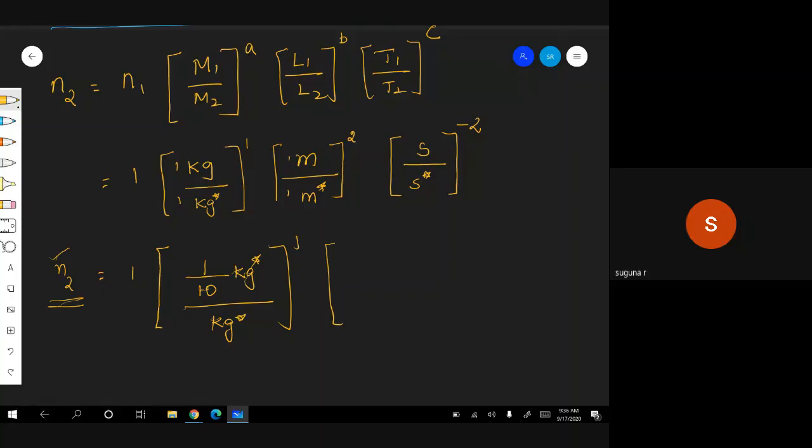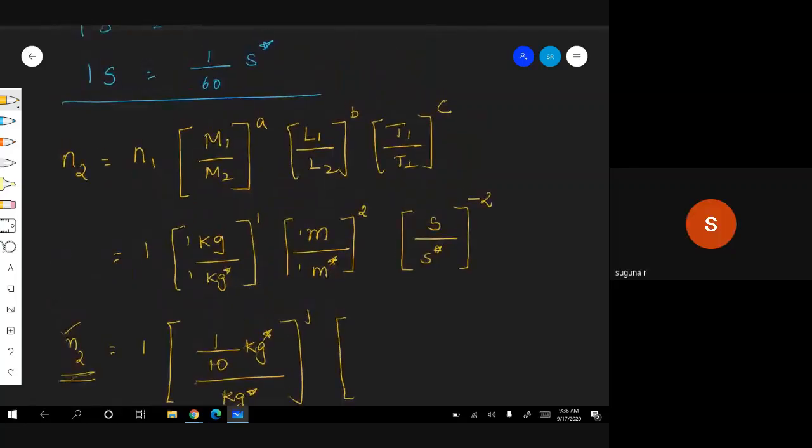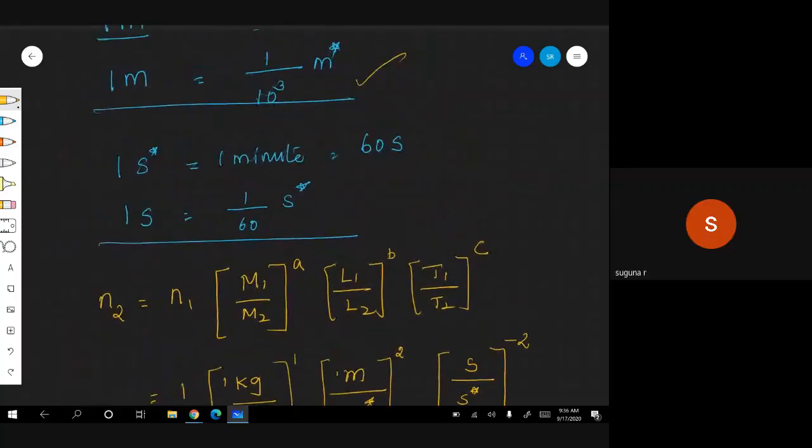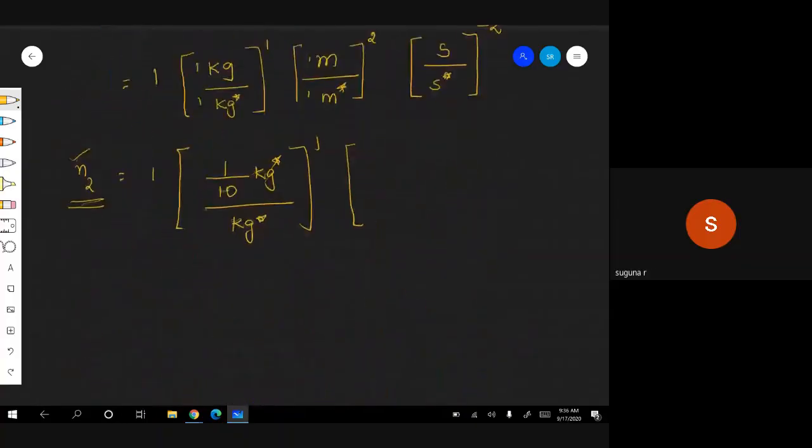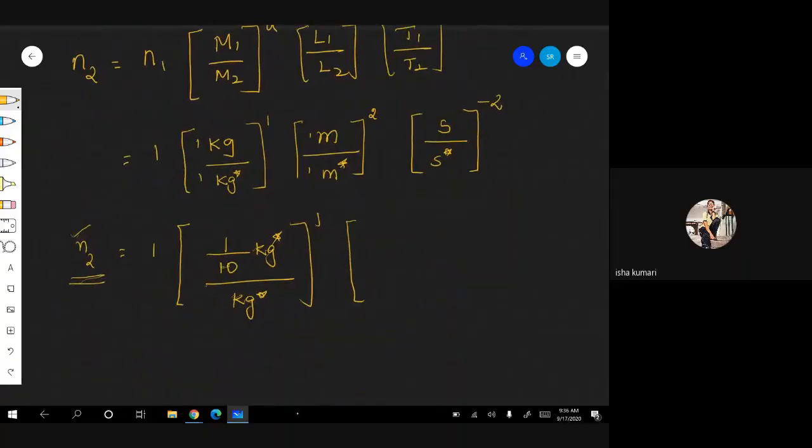What is length here? Length. 1 meter is equal to 1 by 10 power 3 meter star. Therefore, 1 into 1 by 10 power 3 meter star, divided by 1 by 10 is meter star.